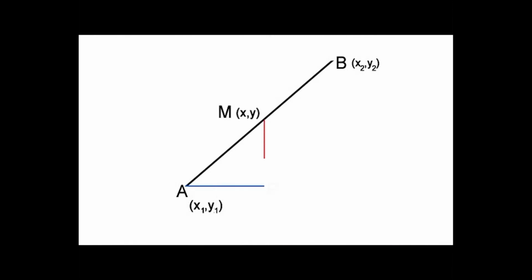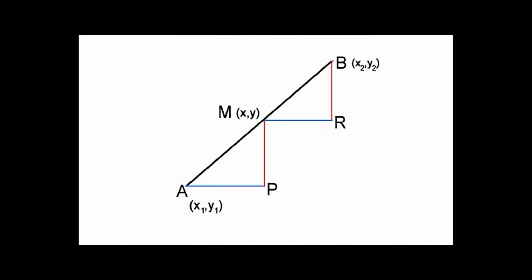Now I will draw horizontal and vertical line segments to form the right triangles AMP and MBR. Can you tell me the coordinates of the points P and R? Let me see. A and P lie on the same horizontal line, so they must have the same y coordinate. So M and P also have the same x coordinate since they lie on the same vertical line. Then P has coordinates x and y sub 1. Similarly, the coordinates of R are x sub 2, y.